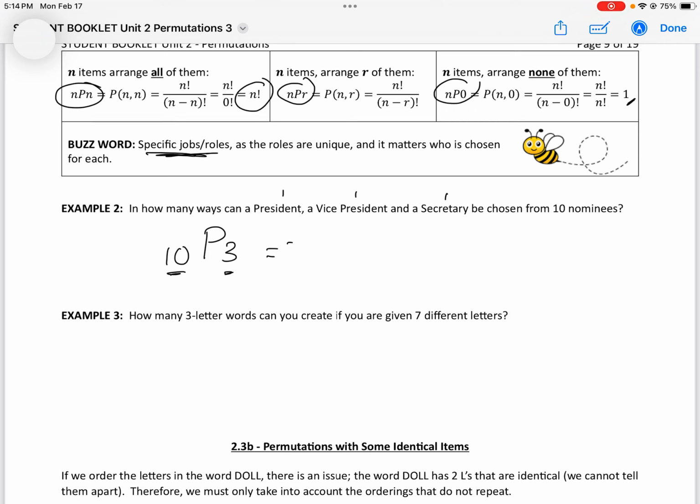Okay, so I get 720. Now, how many 3-letter words can you create if you're given 7 different letters? So 7P3. Oh, 3 again. That's okay. It's not always going to be 3. I get 210. So I'm going to highlight this.